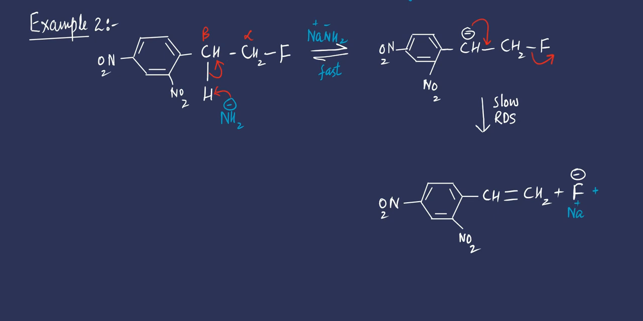Remember that the rate of this reaction will be faster than the previous one, because the phenyl ring in this case has two electron withdrawing nitro groups at ortho and para positions, which stabilize the carbanion conjugate base better than a simple phenyl ring. Consider this third example.